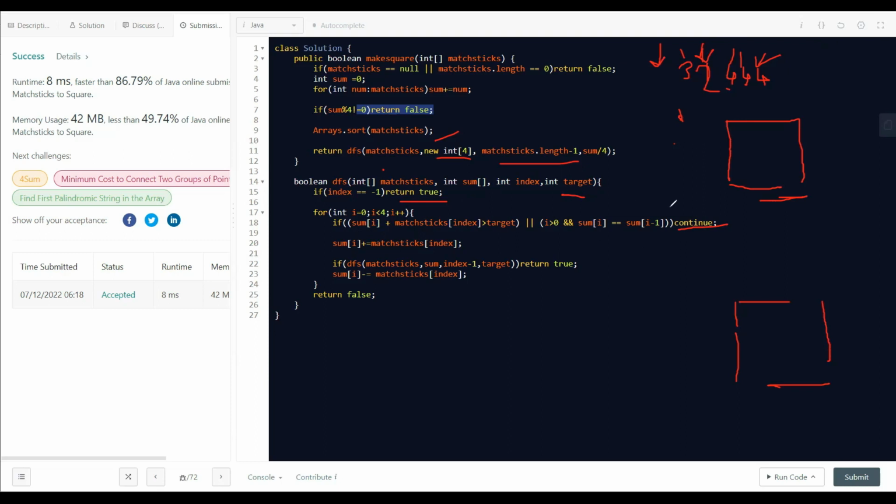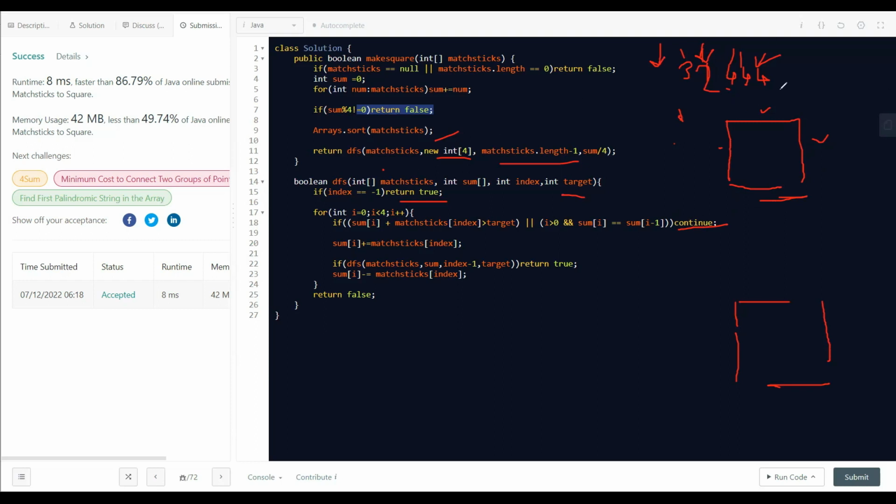Or if sum I or sum I-1 is the same, that means we already placed 4 over here, 4 over here, 4 over here. So sum I and I-1 are the same values. Then what's the point of going ahead? We already placed those values, so there's no point at position I. We go ahead with other positions where there is a difference, right? So that's why we just continue the loop.